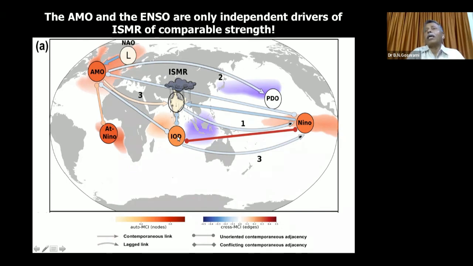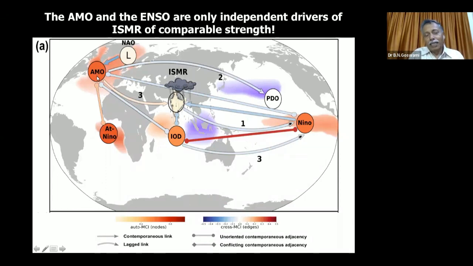So here we assumed that there are other time series that could also affect the monsoon. We used all these different time series and checked whether they are independent, because these causal inference techniques also check independence from the other time series. So we used the Indian Ocean dipole, the PDO signal, the Atlantic Nino signal, and even the NAO, the North Atlantic Oscillation signal. And of course there is the AMO signal, the Atlantic multidecadal variability signal.